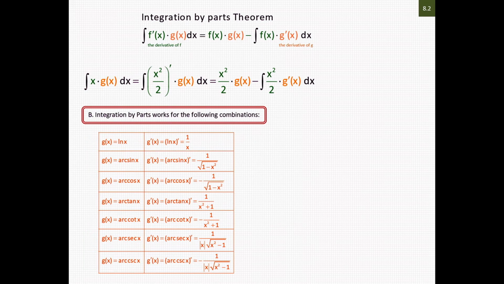Integration by parts works for the following combinations: the product of x and the function g, where g can be either ln of x, arcsine of x, arccosine of x, or arctangent of x, or arccotangent of x, or arcsecant of x, or arccosecant of x. To create the integration by parts pattern, x is replaced by the derivative of a function f. You find function f evaluating the antiderivative of x, which equals x squared over 2. Then you apply the integration by parts theorem.